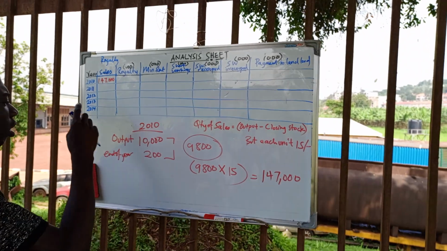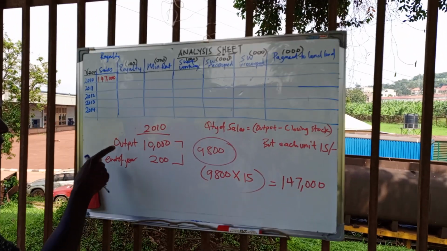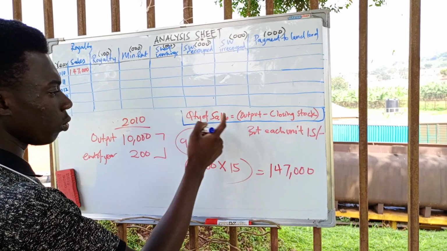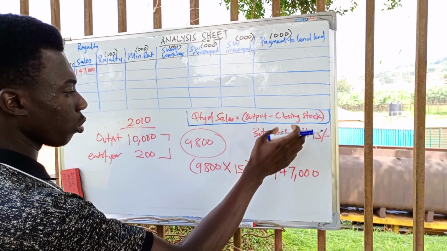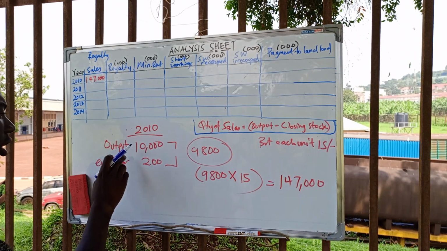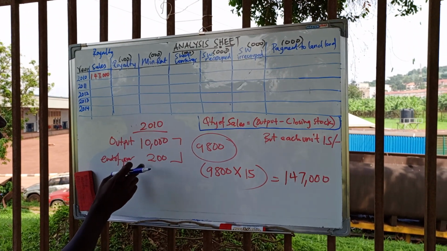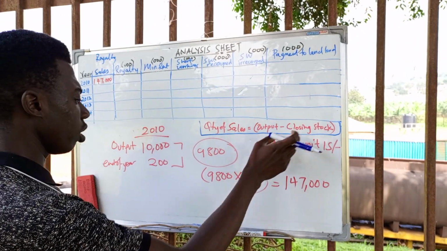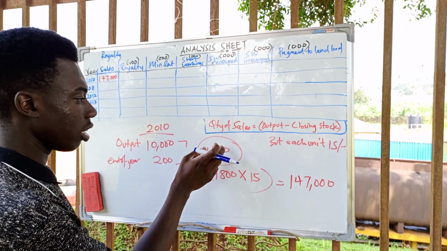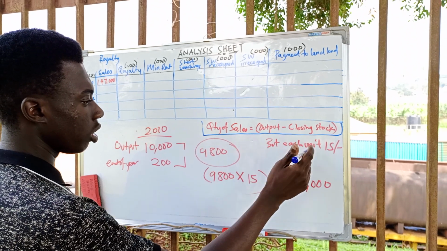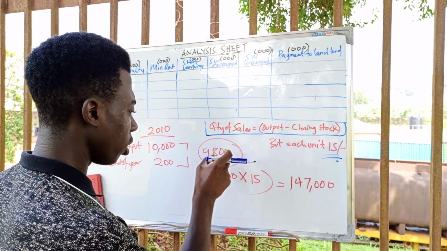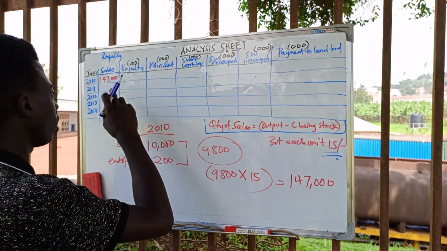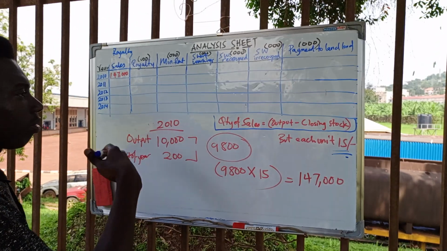Like we've been saying, in our first year you are going to be employing this formula to get the sales. The quantity of sales is equal to the output minus the closing stock. In the first year our output was 10,000 and the closing stock was 200. So 10,000 minus 200 gives 9,800, the quantity of sales we made. They told us each unit is 15 shillings, so I multiply 15 times this quantity to get the total sales I made. This is 147,000.